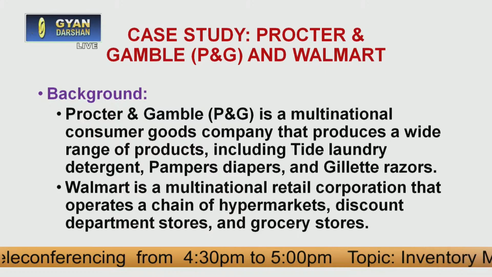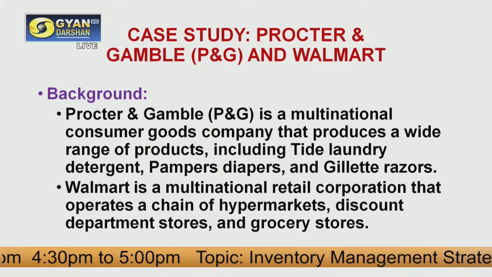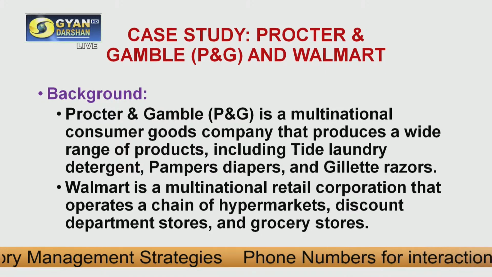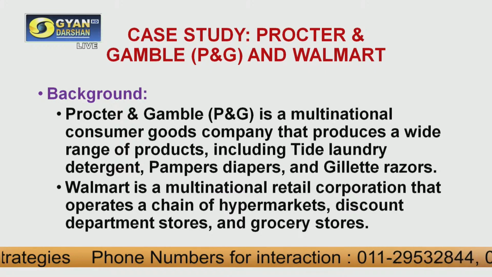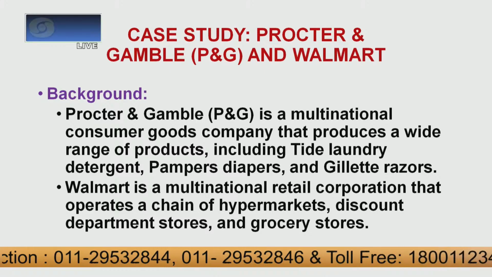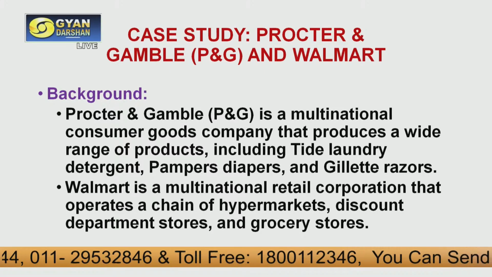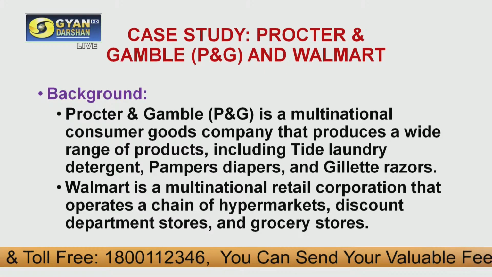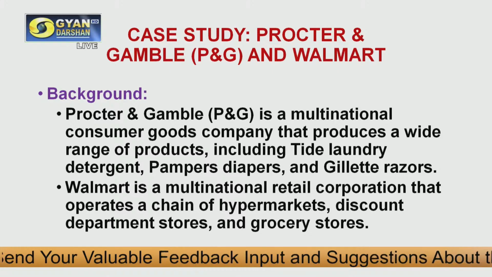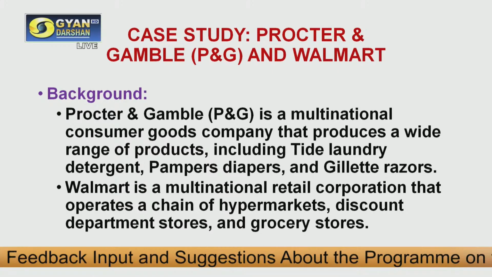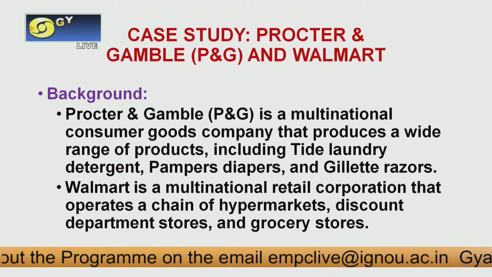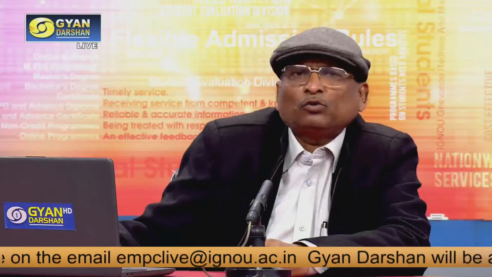So the case which I am going to take today is of Procter & Gamble. It is a big giant, the manufacturer of consumer goods, with various types of products, just like Tide laundry detergent, Pampers diapers, Gillette razors. On the other hand, Walmart is a multinational retail corporation that operates a chain of hypermarkets, discount stores and grocery stores. These are the two different entities where Procter & Gamble plays the role of a vendor and Walmart plays the role of the retailer.